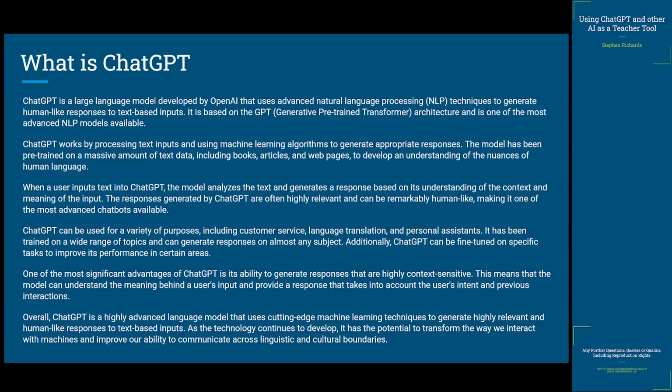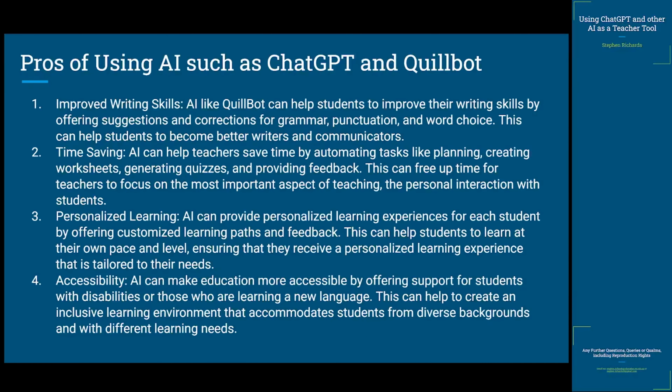most human-like response. So what are exactly the pros of using AI, such as ChatGPT and Quillbot? It does allow students to improve their writing skills. It can help them by offering suggestions and corrections for grammar, punctuation, word choice. This sort of thing can help them become better writers and communicators by giving them more examples. Probably one of the most important for teachers is that it can allow them to save a huge amount of time by automating tasks such as planning, creating worksheets, generating quizzes, providing feedback, exemplars, all that sort of stuff.